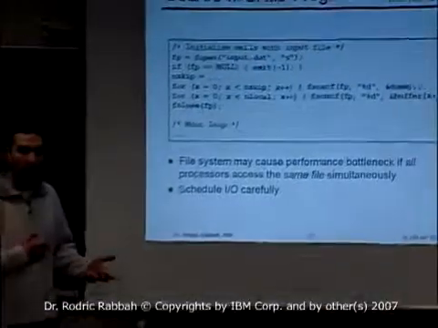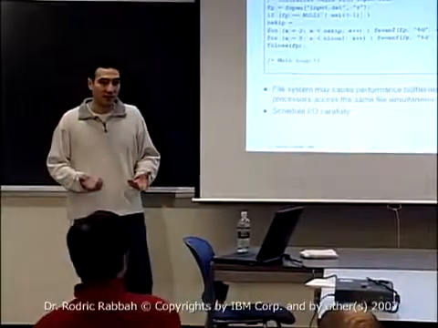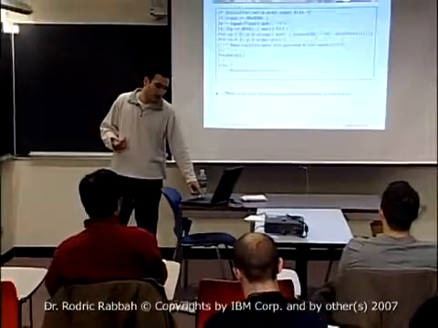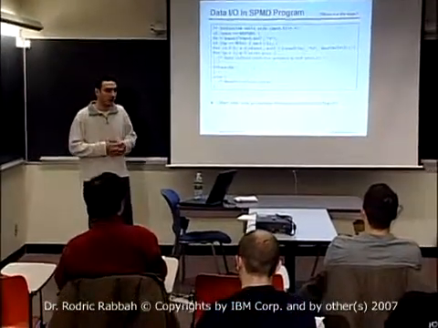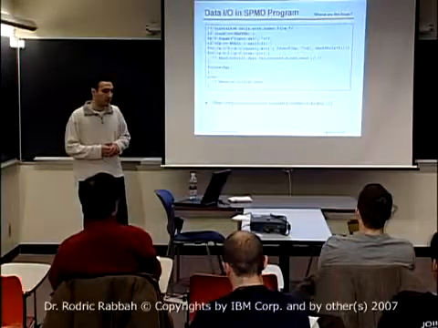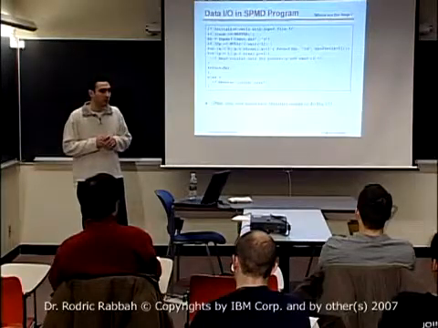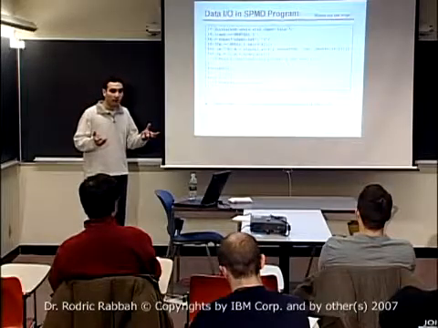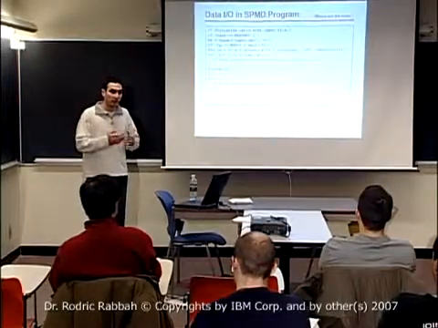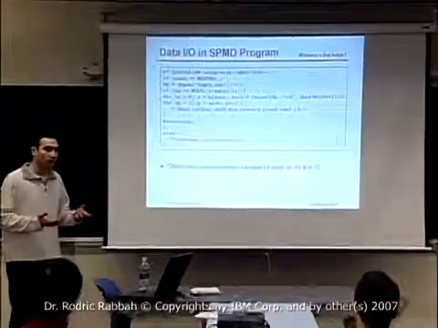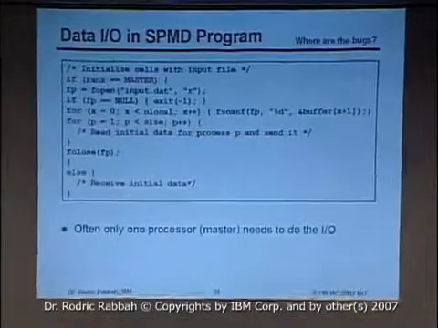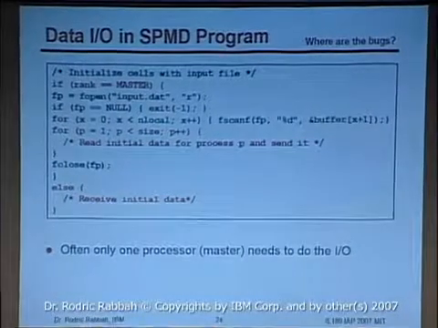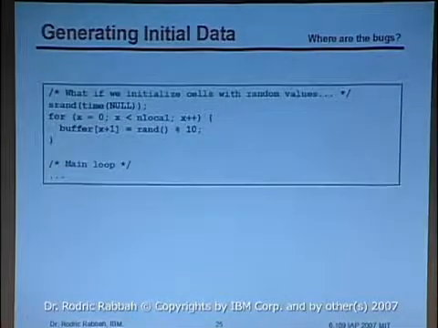So you'll want to schedule input and output carefully. And you might find that not everybody needs to do the input and output. Only one processor has to do the input, and then it can distribute it to all the different processors. So in the master-slave model, which a lot of you are using for the Cell programming, the master can just read the data from the input file and distribute it to everybody else. This avoids some of the problems with input and output. And you can have similar kinds of problems if you're reading from other devices. It doesn't have to be the file system.